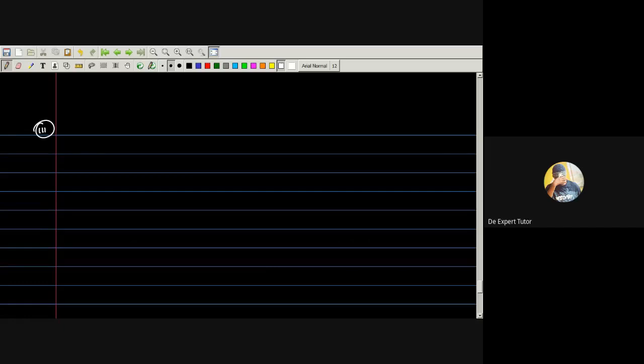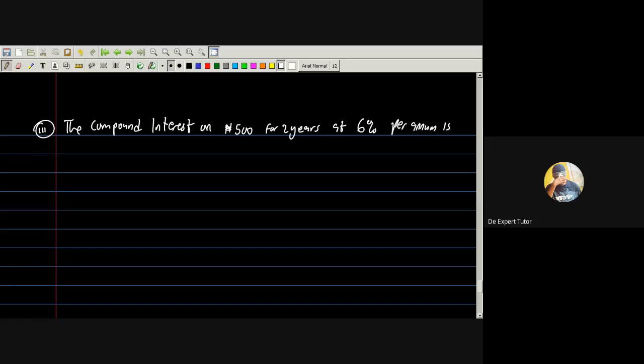So they said, the compound interest on 500 naira for 2 years at 6% per annum is dash. So this is the only question I'm solving on that. So let's go. How do we calculate compound interest?